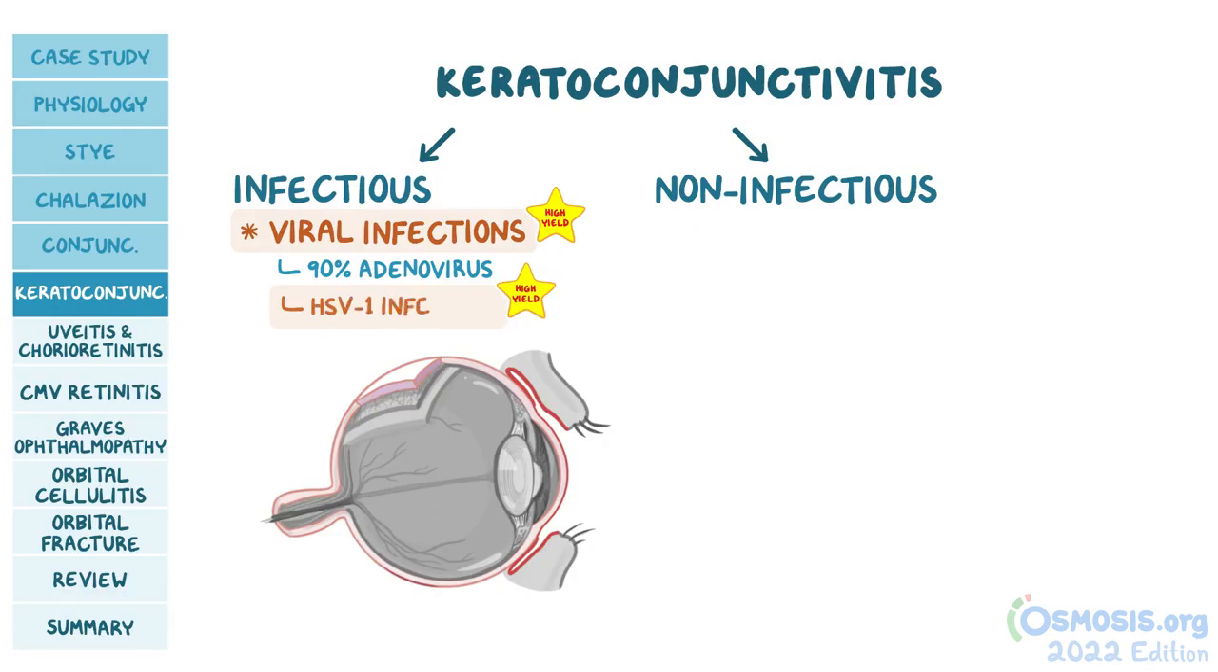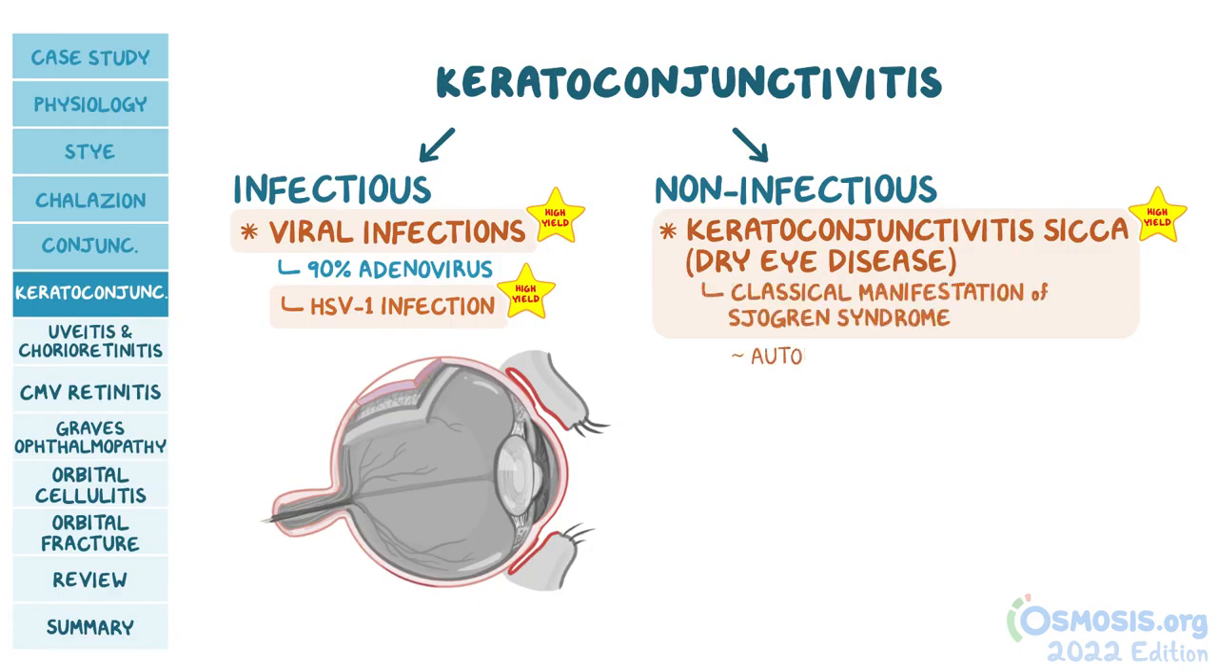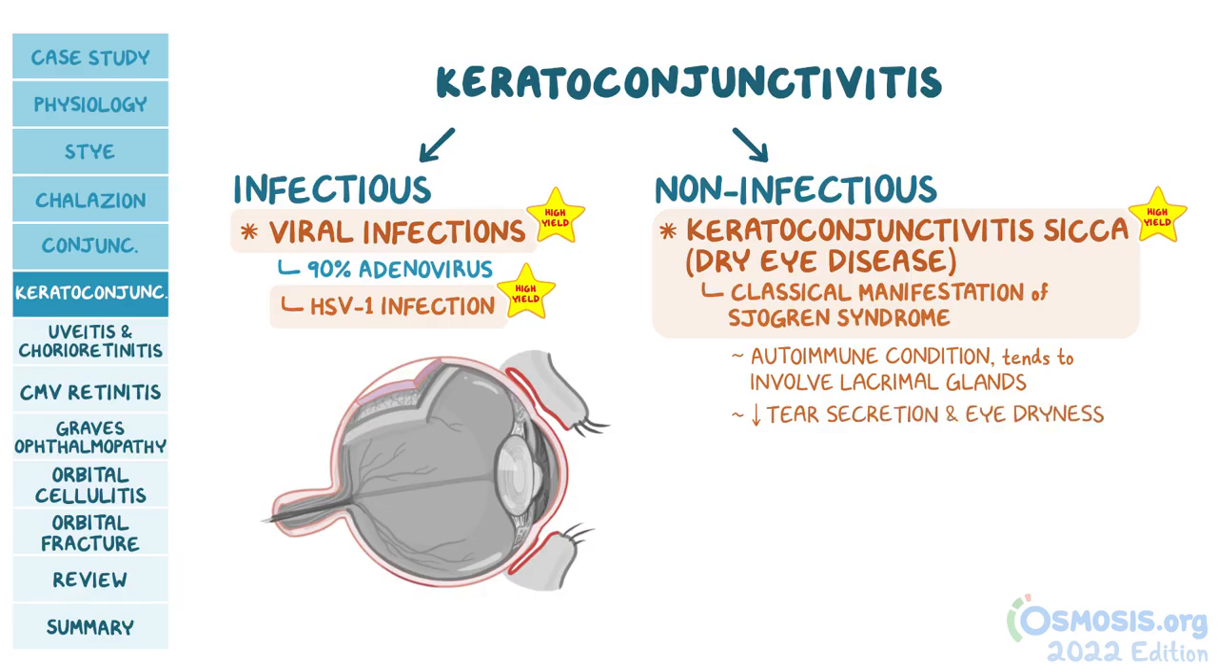virus type 1 infection. Among non-infectious keratoconjunctivitis, the most important one to focus on is keratoconjunctivitis sicca, also known as dry eye disease. This is a classical manifestation of Sjogren's syndrome, which is an autoimmune condition that tends to involve the lacrimal glands, resulting in decreased tear secretion and eye dryness, which can ultimately lead to inflammation and ulceration of the cornea and conjunctiva.